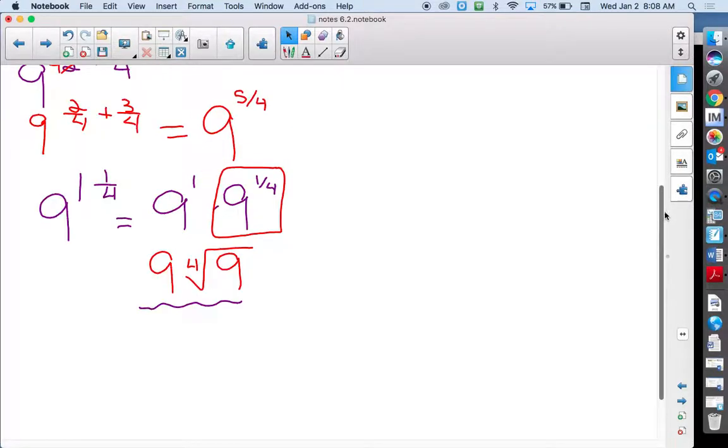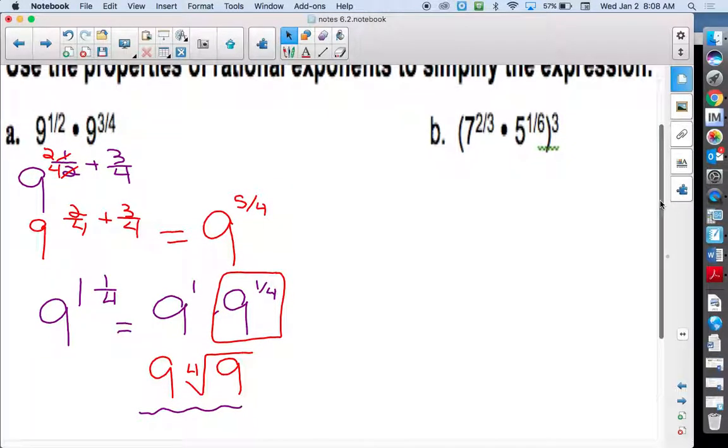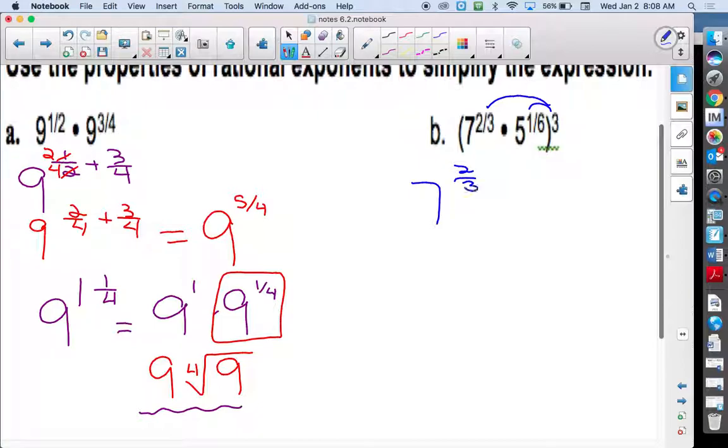All right, so let's look at the second one. We have 7 to the 2/3 times 5 to the 1/6, and then it's cubed. Melanie, what are you supposed to do when there's an exponent outside? You distribute it. Exactly, so let's distribute it. So you're taking 2/3 times 3 and 1/6 times 3. If it helps you to write it out so that you physically see that, you don't have a calculator to use. Sometimes the more you write down to physically see, the easier it is to do some mental math.